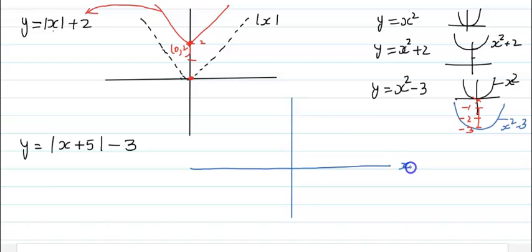Okay, so this is x and y. So our graph x plus 5. The critical point will be, you put x plus 5 equal to 0, we'll get minus 5. So it means minus 5 is coming here and 0. So the modulus x plus 5 graph will be like this.